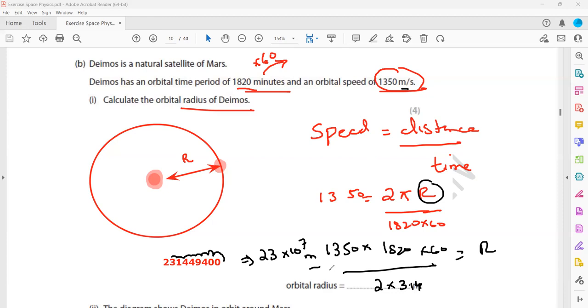Then I would have to convert the time from minutes to hours. Is this one clear? That is how we worked out the orbital radius from the speed and the time period. Does anyone have a doubt or a question in this? No, sir, clear.